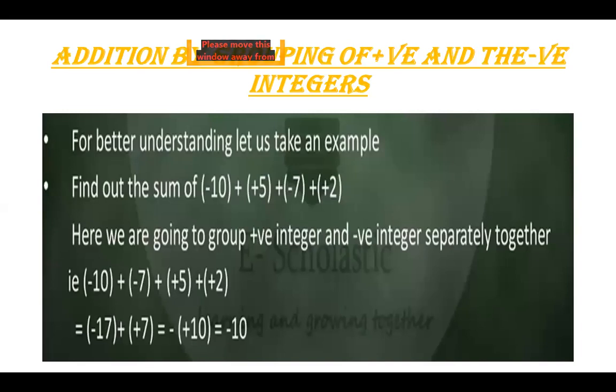Addition of positive and negative integers. For better understanding, let us take an example. Find out the sum of (-10) plus (+5) plus (-7) plus (+2). Here we are going to group positive integers and negative integers separately together. For example, (-10) plus (-7) plus (+5) plus (+2) is equal to (-17) plus (+7) is equal to -10.